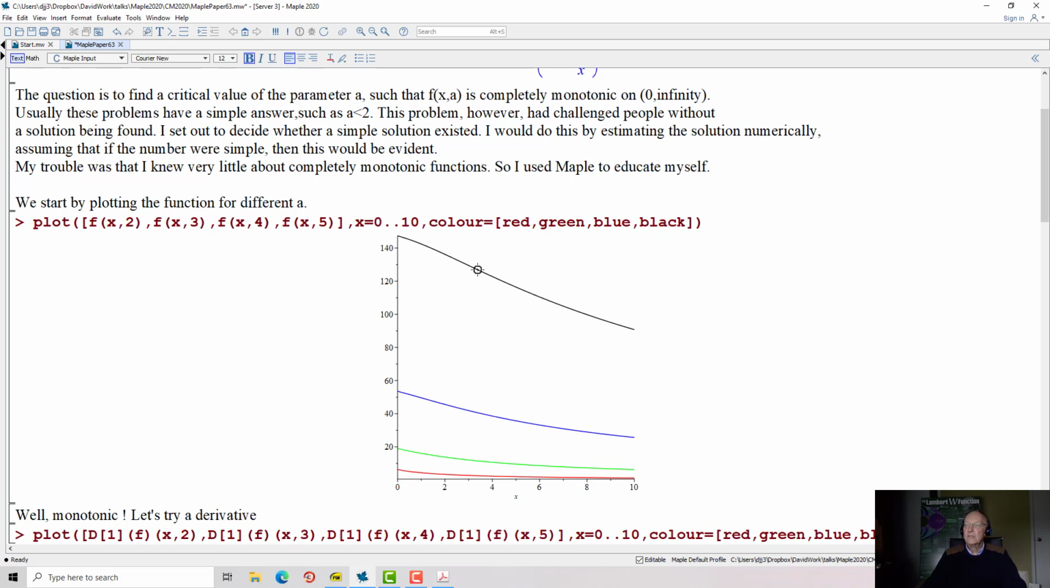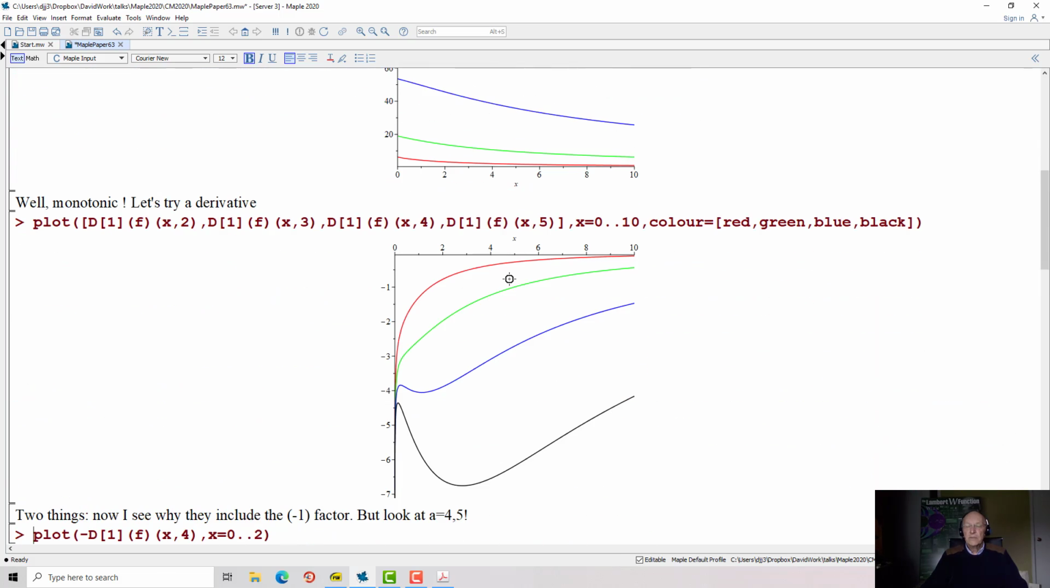So how about we plot the derivative instead of the function and see whether that tells us anything new. And I forgot the minus sign, so that is just to remind us that we start with negative values and increase towards 0. We notice that the derivative, the red curve, is monotonically increasing, as is the green curve. But look, the blue curve and the black curve are clearly not monotonic. So this is the purpose of this completely monotonic property. A function itself can be monotonically decreasing or increasing, but that does not necessarily apply to the derivative.